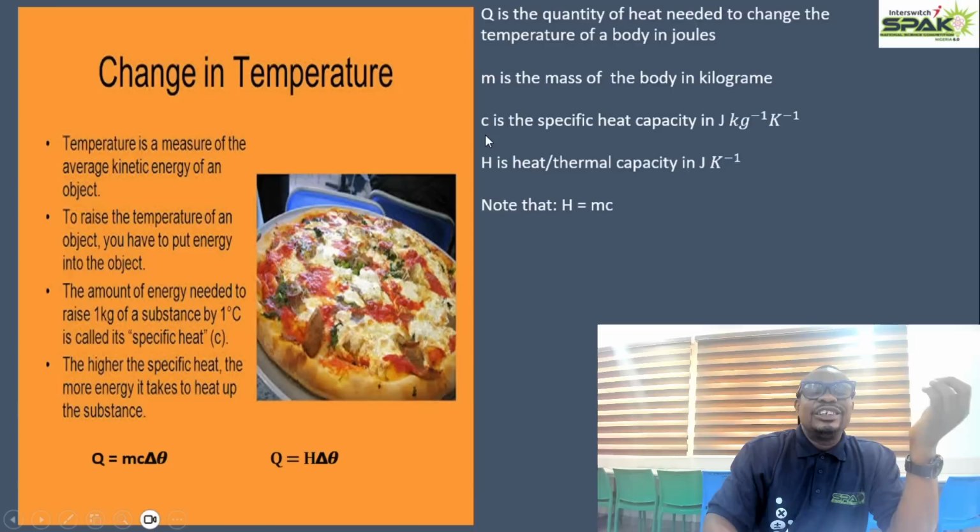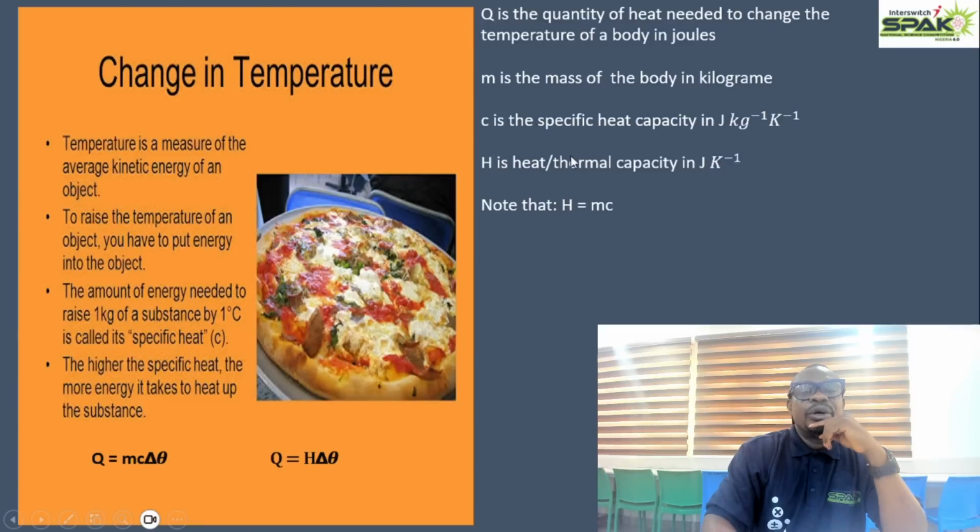Then C is the specific heat capacity of that body, which has to do with the nature of the body per se. The heat is called what? The heat capacity or the thermal capacity of the body. Please take note of that unit. The specific heat capacity is joules per kilogram per Kelvin, while heat capacity is joules per Kelvin. But then what is this heat capacity? It is the amount of heat needed to raise the temperature of a body by 1 Kelvin.